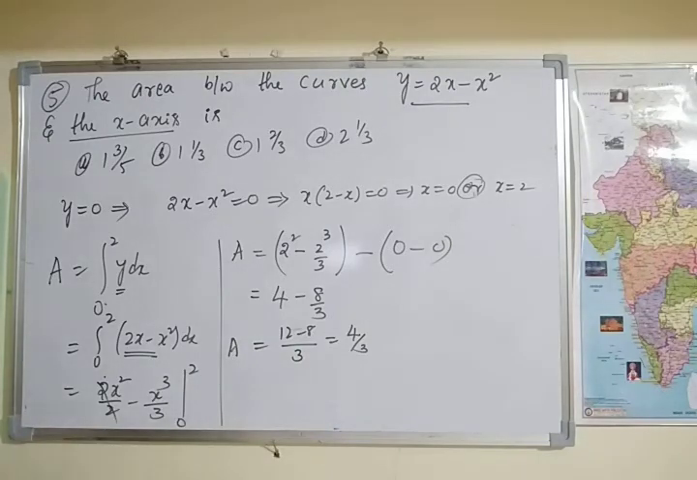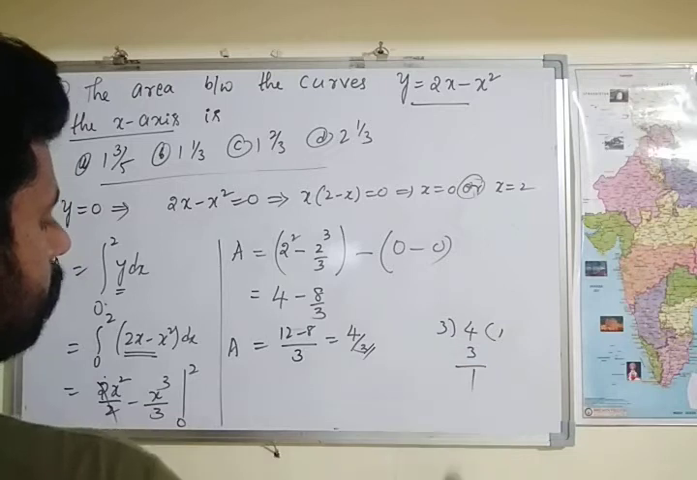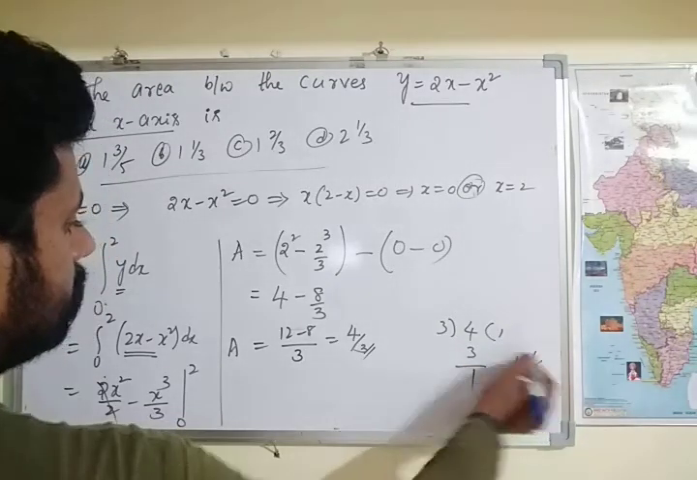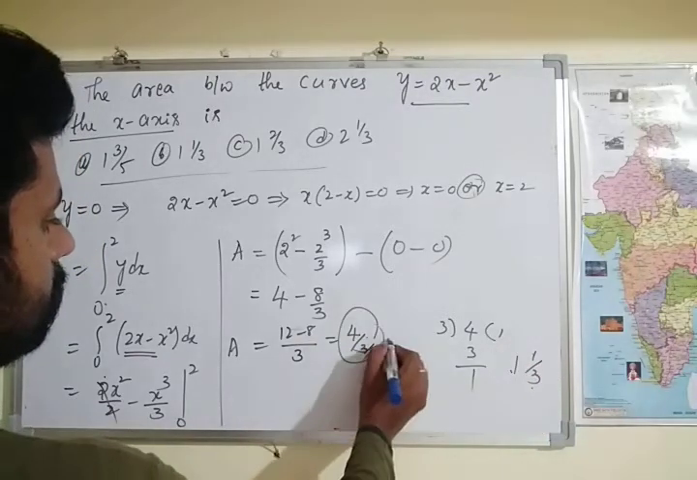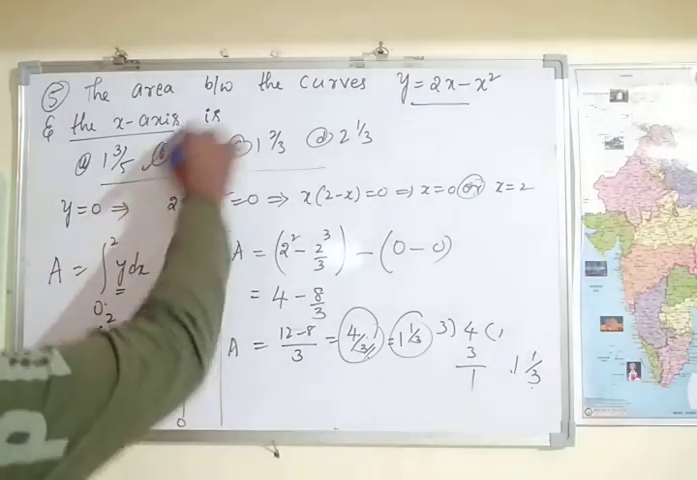Now observe the options. See here, mixed fractions are given. Now here we have 4 by 3. 4 by 3 can also be written as 3 ones are 3, here we get 1 by 3. 3 into 1, 3 plus 1 is 4, so 4 divided by 3 is also equal to 1 and 1 by 3 as a mixed fraction. Option B is correct.